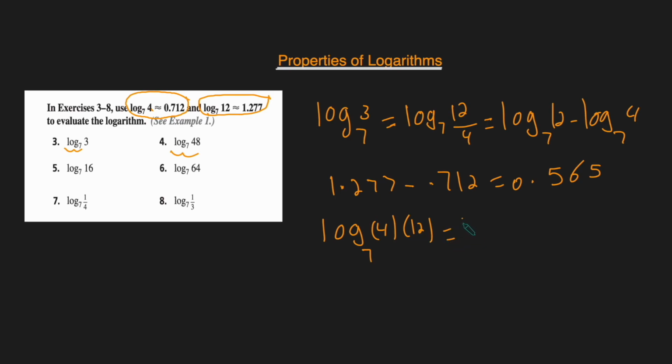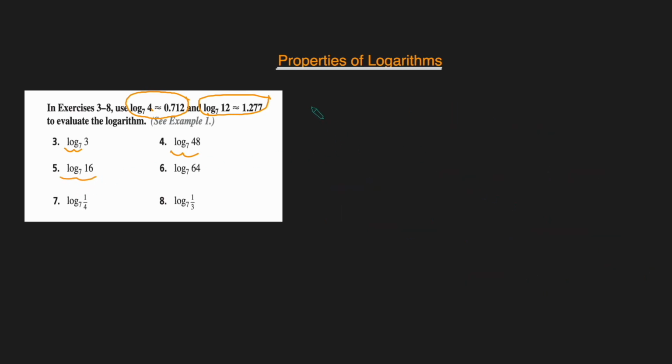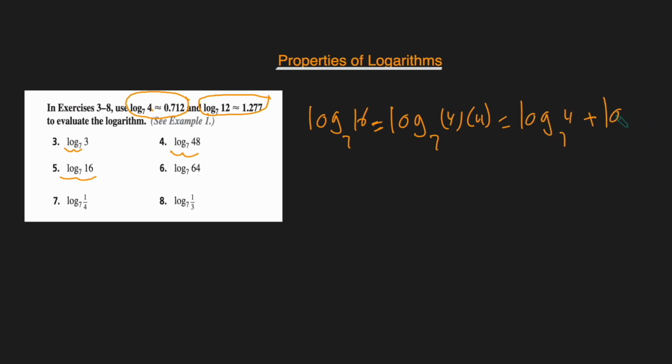And then I use the product rule to change that to log base 7 of 4 plus log base 7 of 12. 0.712 plus 1.277. That would be 1.989. Problem number 5, I need to find log base 7 of 16. So I'll do log base 7 of 4 times 4, and I use the product rule. That'll be log base 7 of 4 plus log base 7 of 4. And that's just 0.712 plus 0.712. That is 1.424.